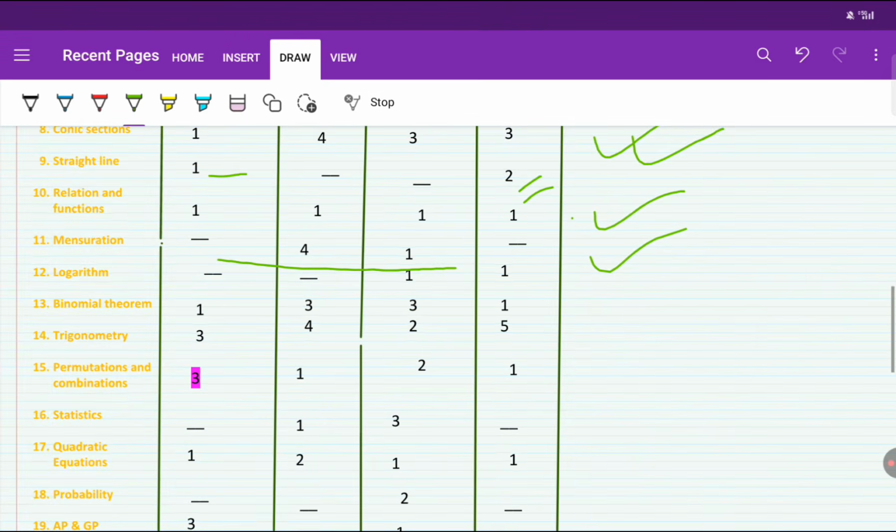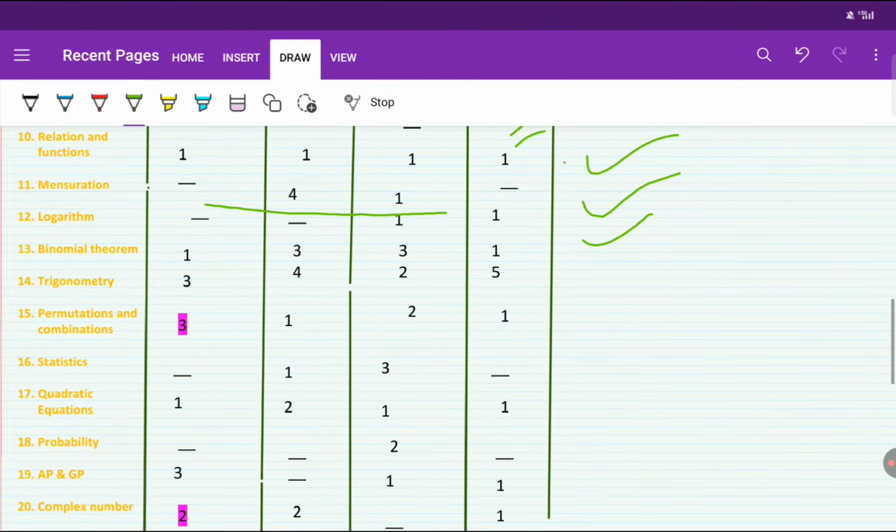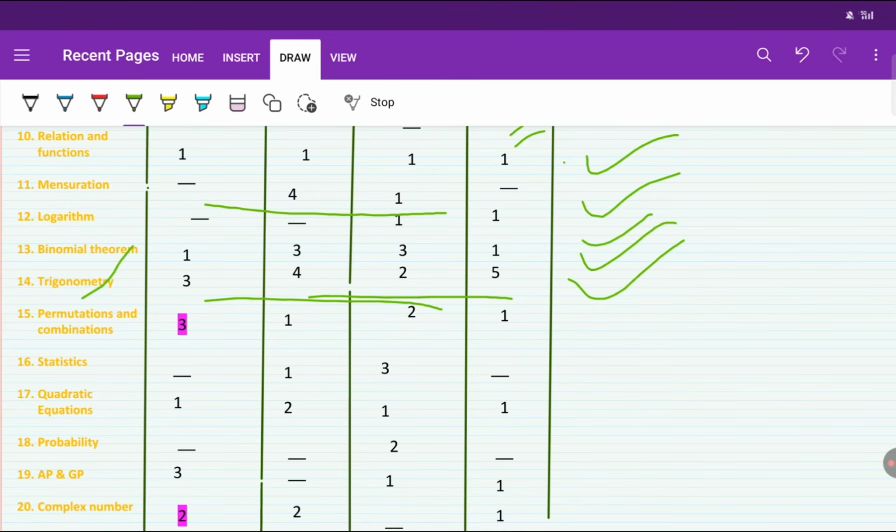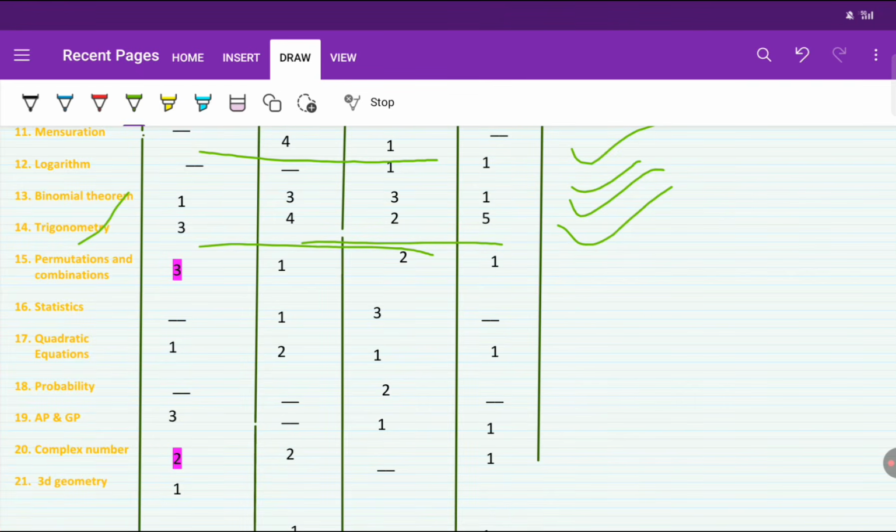Logarithm, you just read how to do log. Simple sums, you can take practice. Binomial theorem, this is very important, you can take it. Trigonometry, this is very important. In every year you can see minimum 2 or 3 questions from trigonometry. Average 3 questions are asked, so you can take this, very important. And permutation and combination, this is also very important, you can take it.